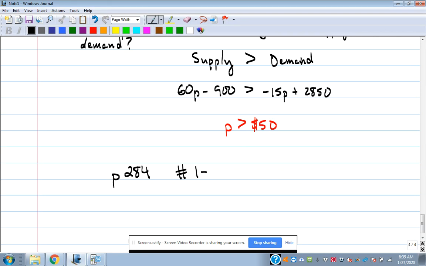A few that I need to cut off. How much? 284.